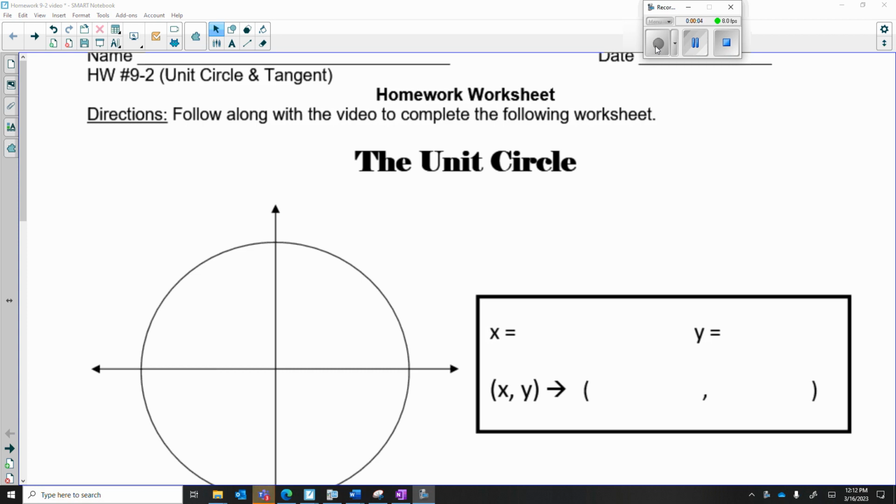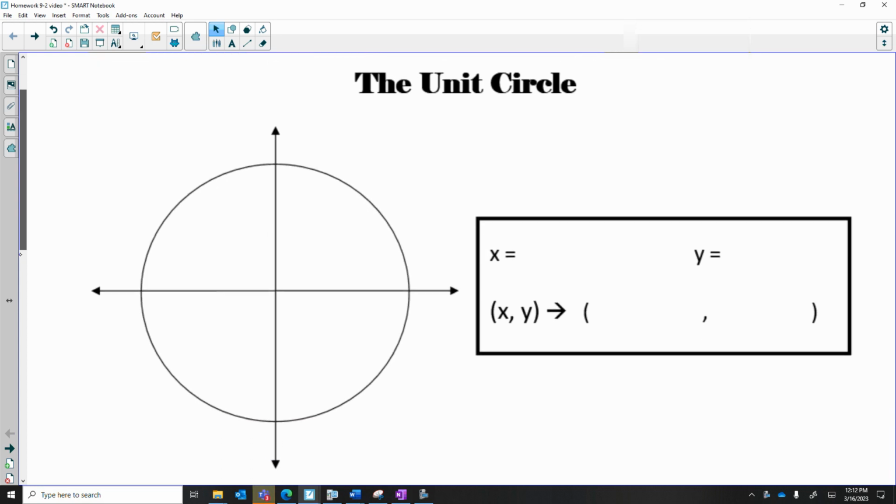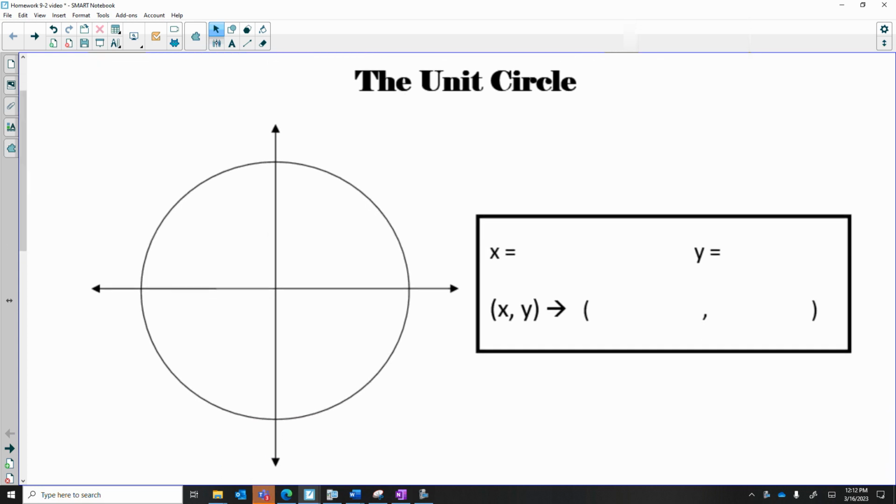This video corresponds with homework 9-2. I'm going to start introducing the concept of the unit circle, which is one of the most foundational, most important pieces of trigonometry. So let's say we have a circle.